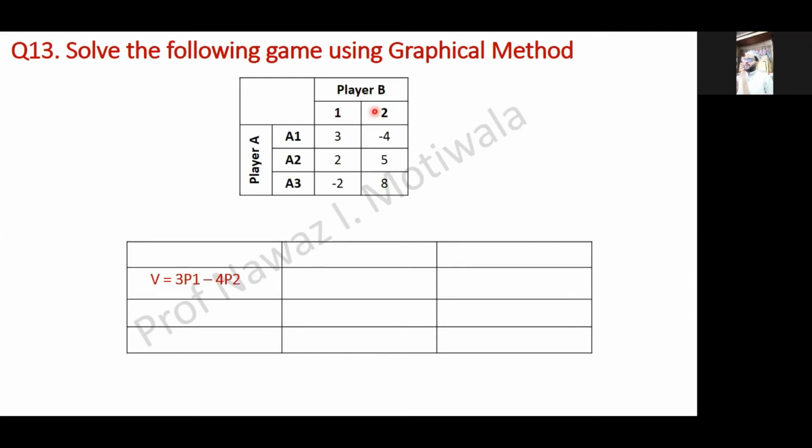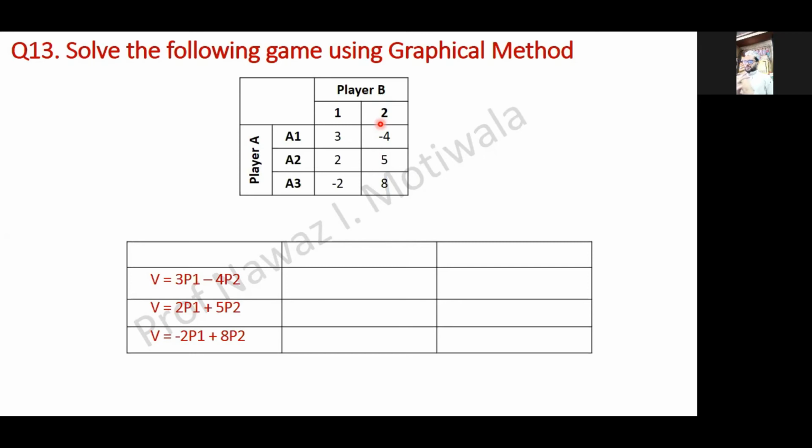Again, I repeat, these P1 and P2 are my notations. You can use Q1, Q2, you can use M1, M2, you can use anything you want. This is just a notation. So again, if I want to write the value of the game in equation form, I can write 3 multiplied by P1 minus 4 multiplied by P2. Similarly, 2 multiplied by P1, 5 multiplied by P2. Our third equation will be minus 2 into P1 plus 8 multiplied by P2. So these three equations I have written from the first column of my table.